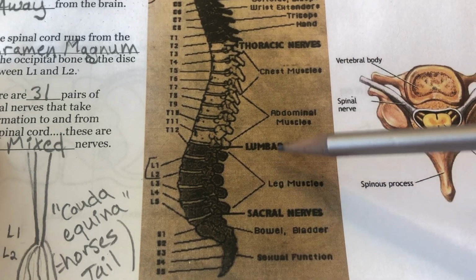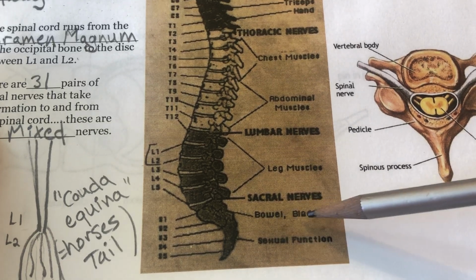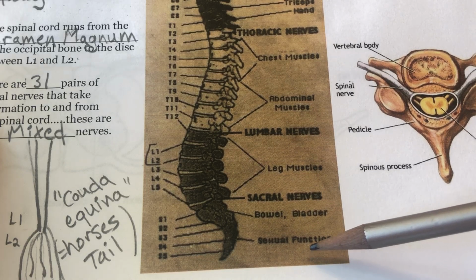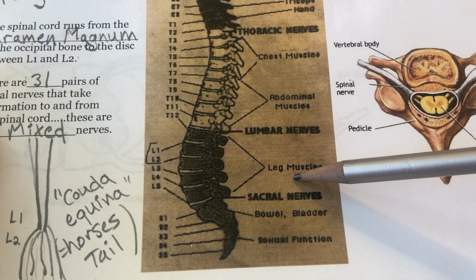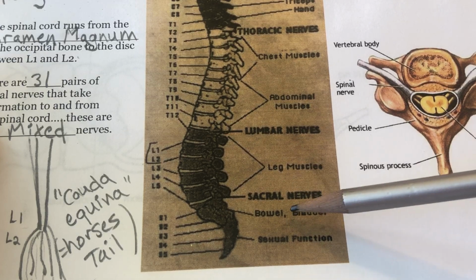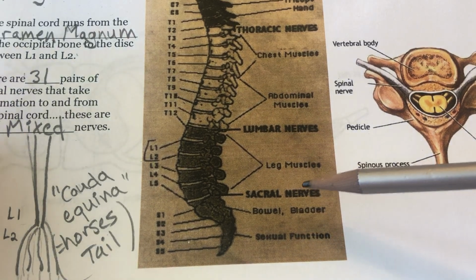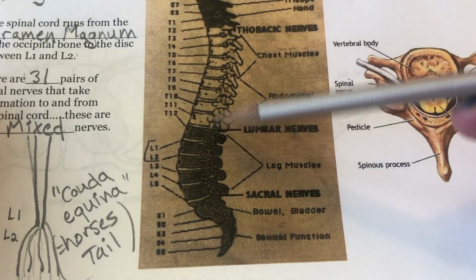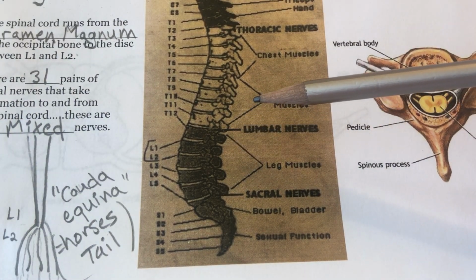And then you have your lumbar nerves. You have your leg muscles, and then your sacral nerves: bowel, bladder, sexual function, which you probably think are super super important. But as far as survival goes, you probably need your leg muscles just a little bit more. Who cares if you can't control your bowels or your bladder? Those are just your conscious control over there.